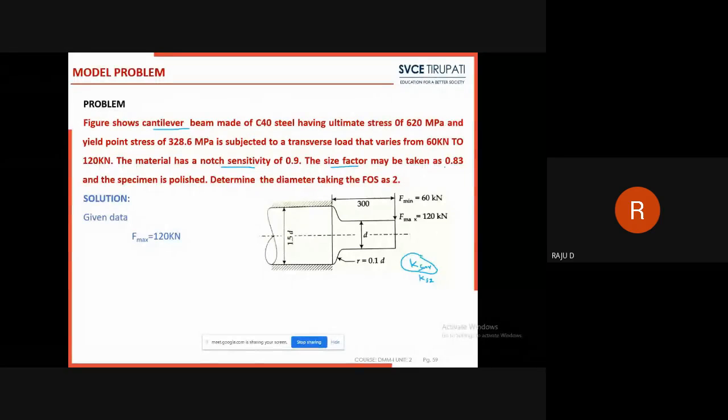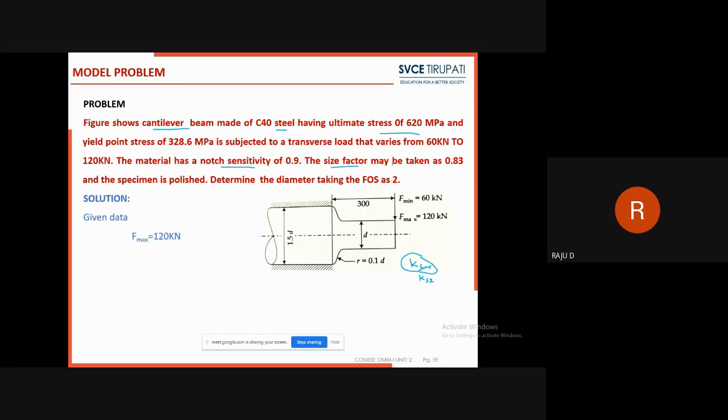We have to take it from the ultimate stress graph. I already told you in the last slide. From that graph, we clearly find out the surface finish factor. The material type is steel, machined. On the x-axis it is the ultimate value, and on the y-axis the surface finish factor. Based on this type of material, we take the k surface value. They will already give the k size factor.